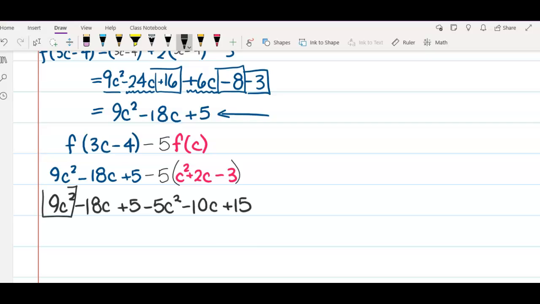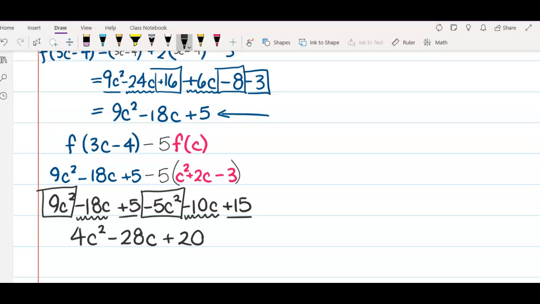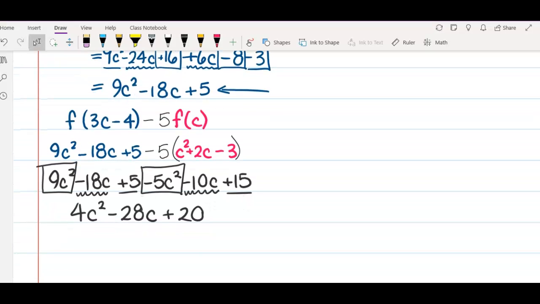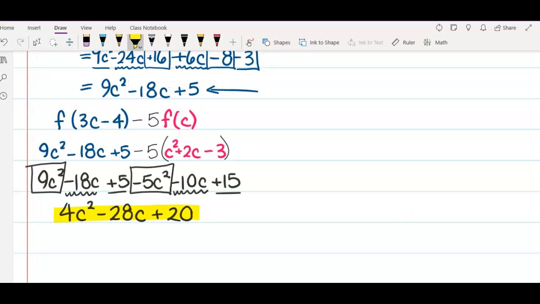Combining our like terms, if I put my c squareds together, I have 4c squared. Negative 18c and negative 10c gives me negative 28c. And finally, 5 and 15 makes 20. So that ends up being my final answer after all of that work.